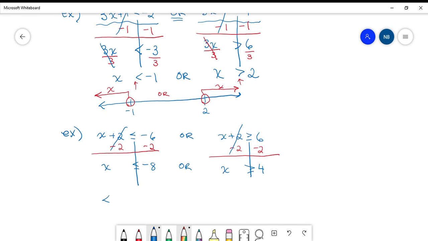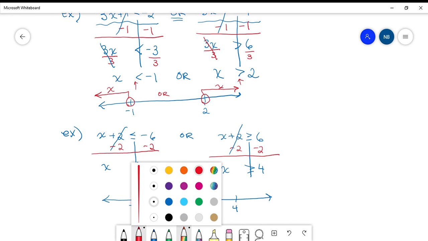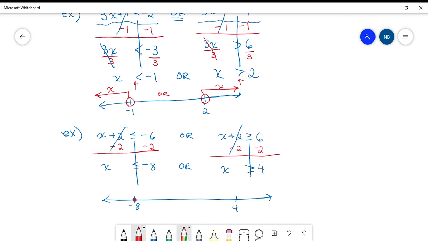Let's draw a graph of these two parts of the solution. Negative 8 is way over here on the left. Positive 4 is going to be way over here somewhere on the right. These both happen to have or equal to's, so both of these are going to get the colored in circles. But x less than negative 8 is left. X greater than 4 is right. So x is here or x is there.